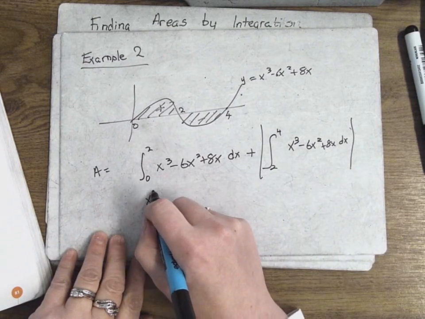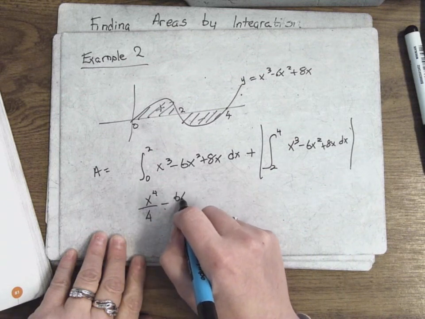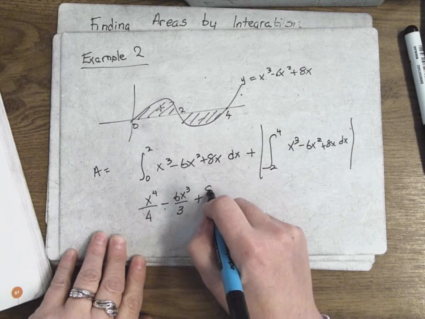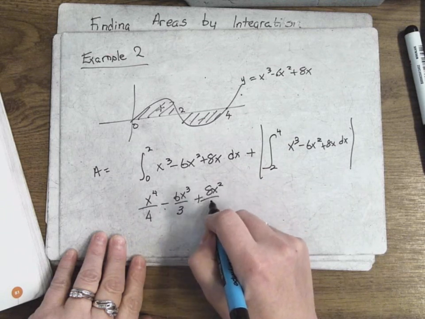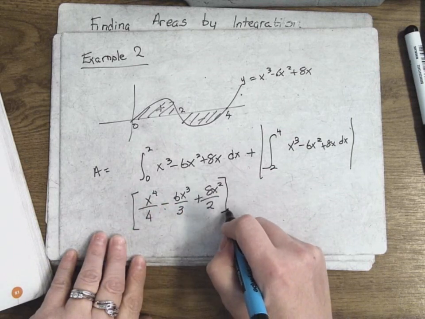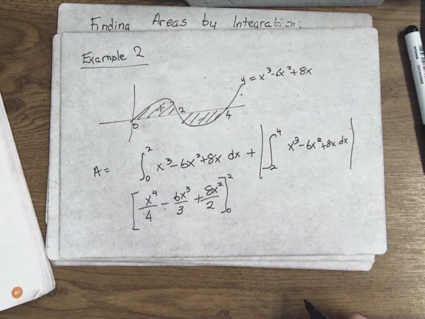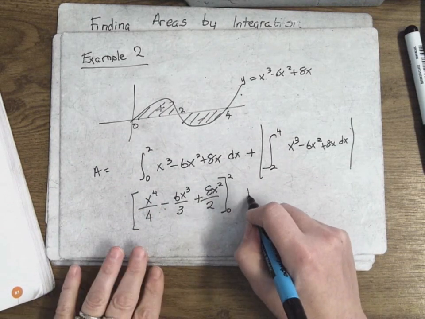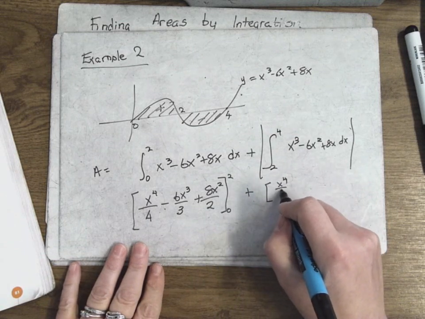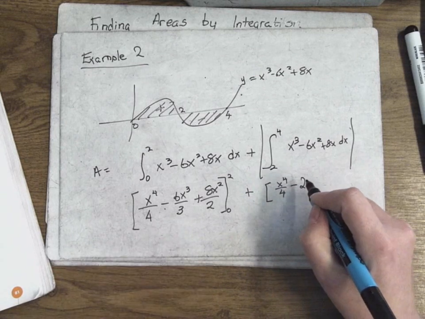So you increase the power by 1, divide by the new power. Right here, increase the power by 1, divide by the new power. And there's no need to put in the c because we're getting a definite integral, so they'll cancel out anyway. So it's 0 to 2. Over here, I integrate, obviously going to get the same thing, so x to the power of 4 over 4.